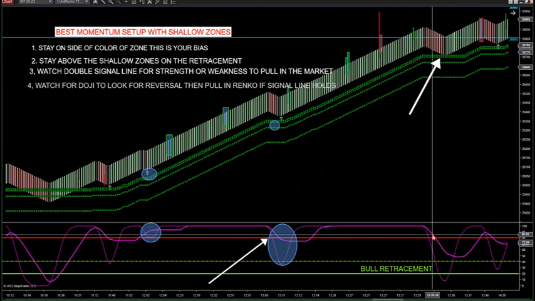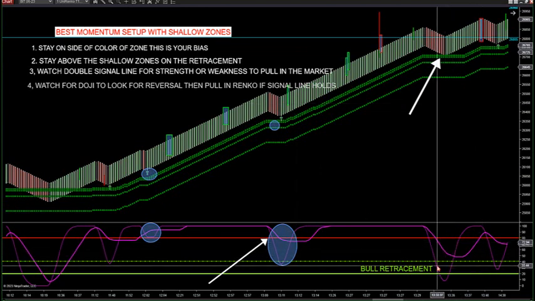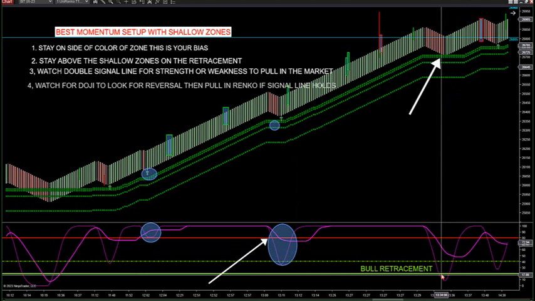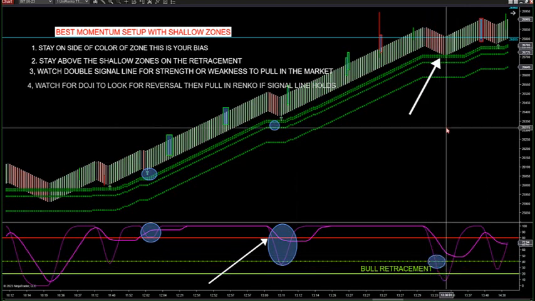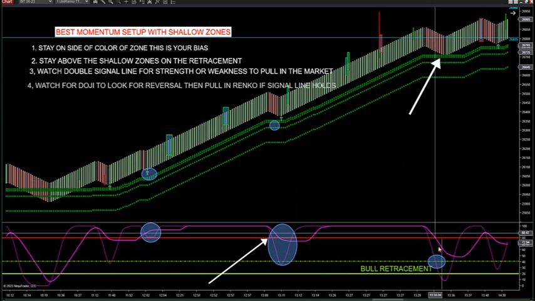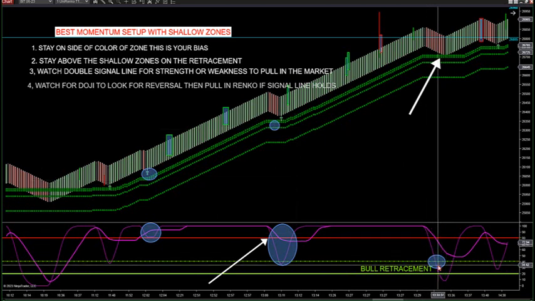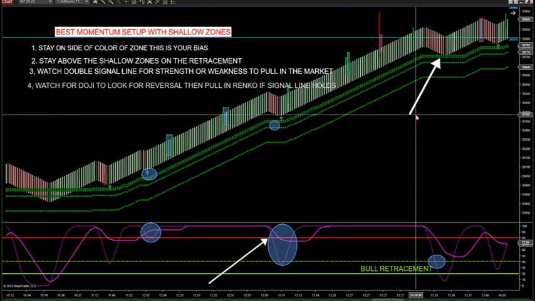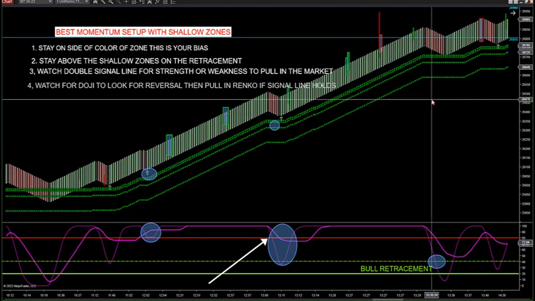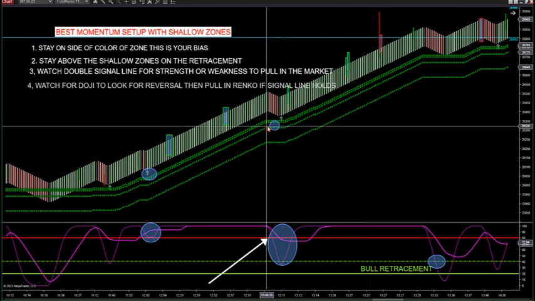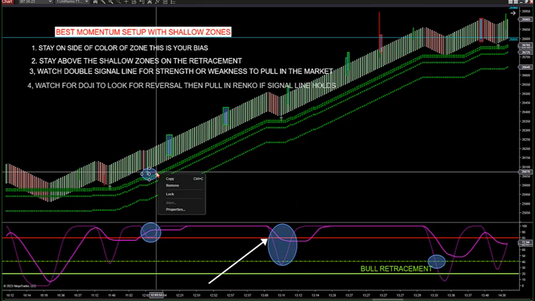This worked out, which is fine. Longer signal line stayed above 40. Shorter signal line dipped below 40. This tells me that strength is dissipating. If strength is dissipating, we are slowing down in the market, then we're creating a situation where you have a possible stop out. All right, we want to try to avoid those as much as possible.